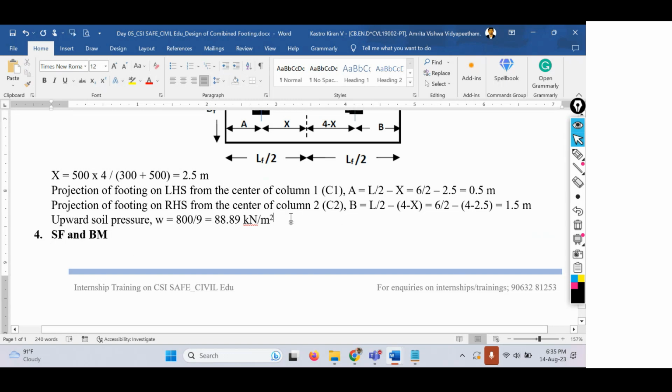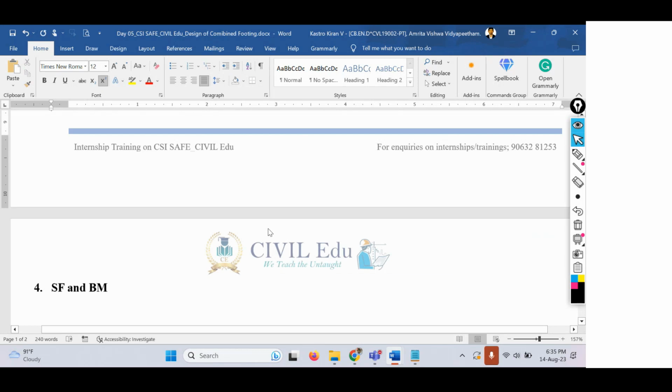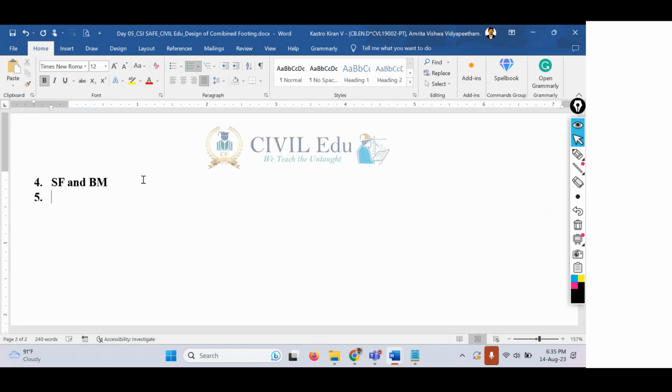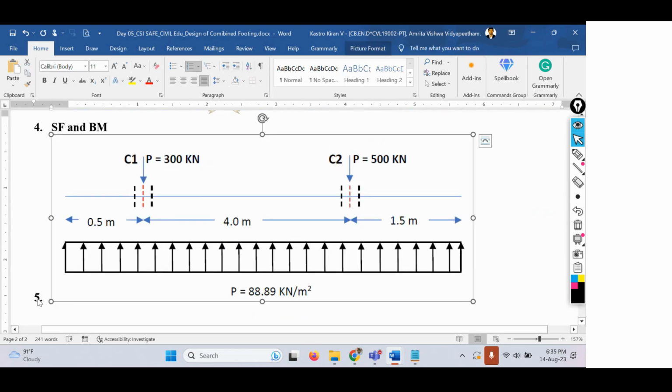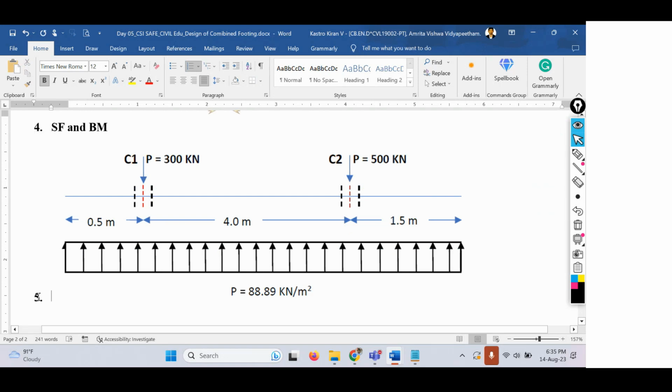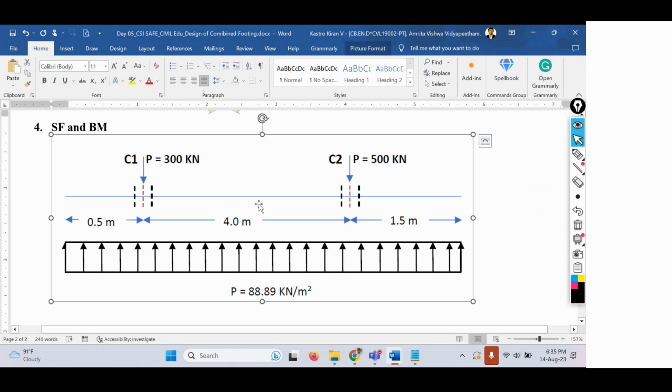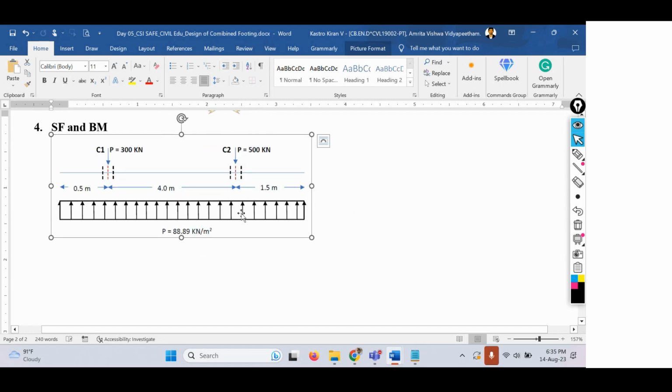How do we find this? This calculation is very important here, so please focus on it. Let me draw the figure here. I hope you understood this figure. I'll just try to shorten it. So you can see here.